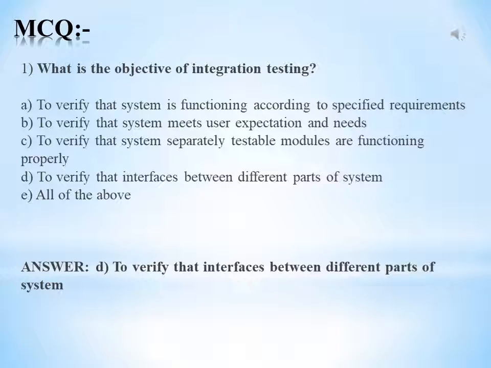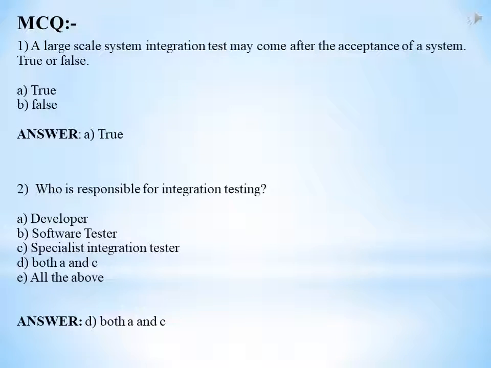Question number 1. What is the objective of integration testing? Option A, to verify that the system is functioning according to specified requirements. B, to verify that the system meets user expectations and needs. C, to verify that separately testable modules of the system are functioning properly. And D, to verify that the interfaces between the different parts of the system work.